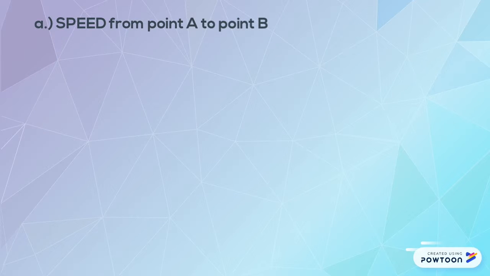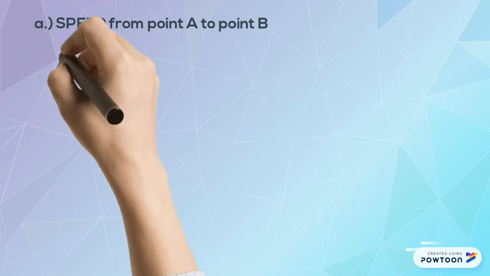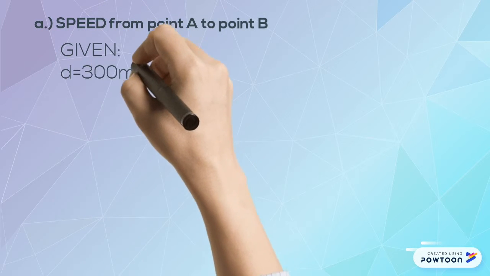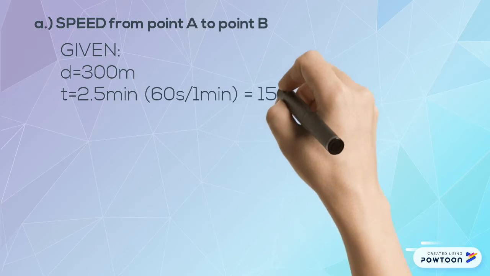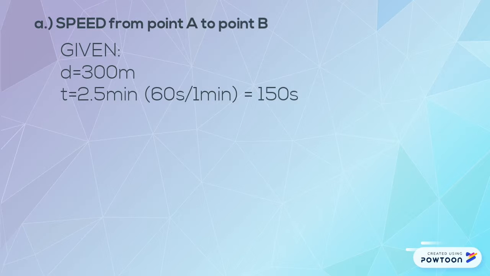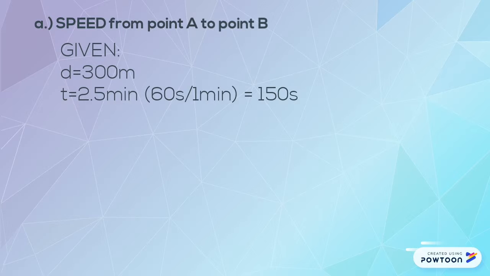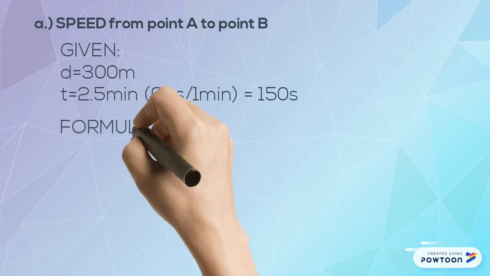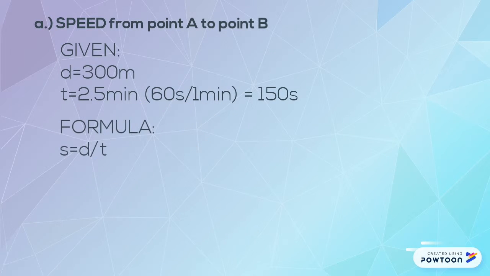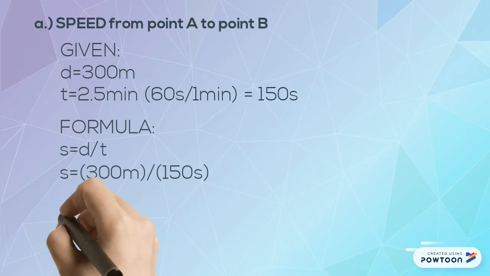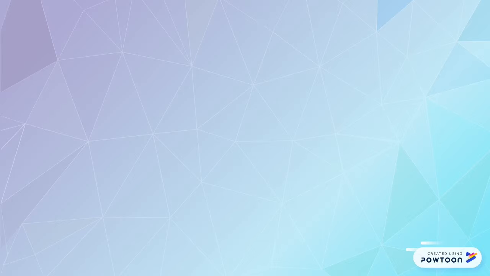Let's solve letter A first. The first step in solving a problem is to analyze. Second, list all the givens of that problem. So we have 300 meters for displacement or distance, and 2.5 minutes for time, and let's convert the 2.5 minutes into seconds. The formula of speed is equal to distance over time. Now let's place all the givens into that formula and solve. So we got 2 meters per second.